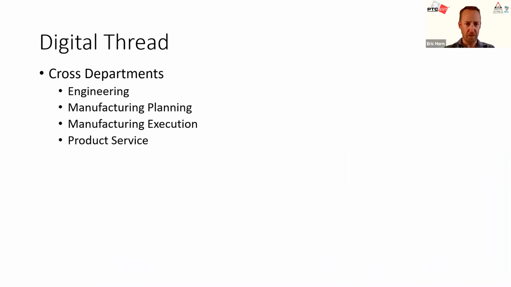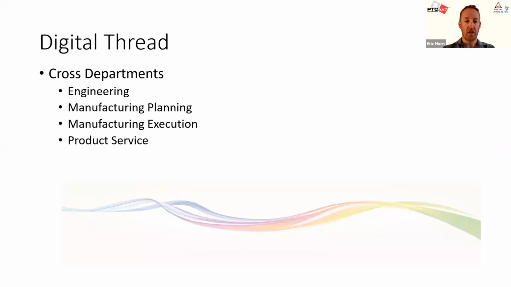And so we talk a lot about the digital thread, and this usually means how do I handle the data across departments. A lot of traditional Windchill and Creo data is typically engineering focused only. So how do we get manufacturing planning involved? How do we get manufacturing execution? How do you handle product service? And the list goes on. So you've got this long thread of how the data can be utilized.